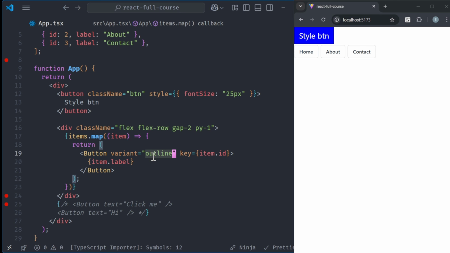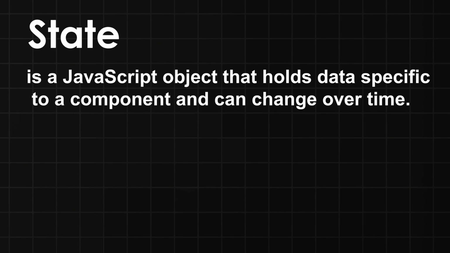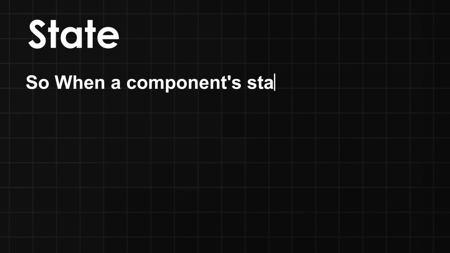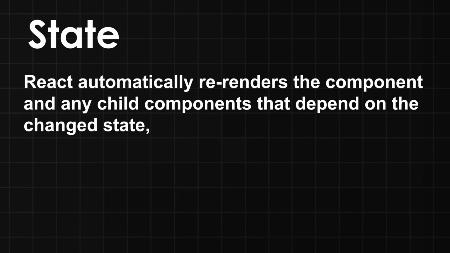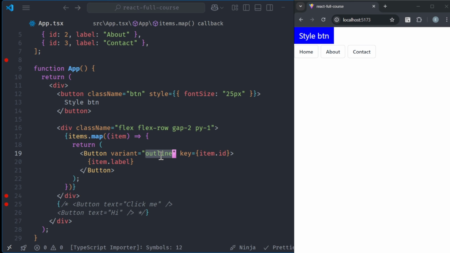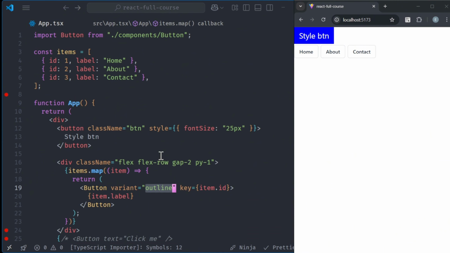So let's go ahead and look at how to make our app more interactive. State is a JavaScript object that holds data specific to a component and can change over time. So when a component's state changes, React automatically re-renders the component and any child component that depends on that state. So we use what we call useState to handle state in a React app. useState is a React hook which allows us to hook a feature inside a component. So we can import that from React.